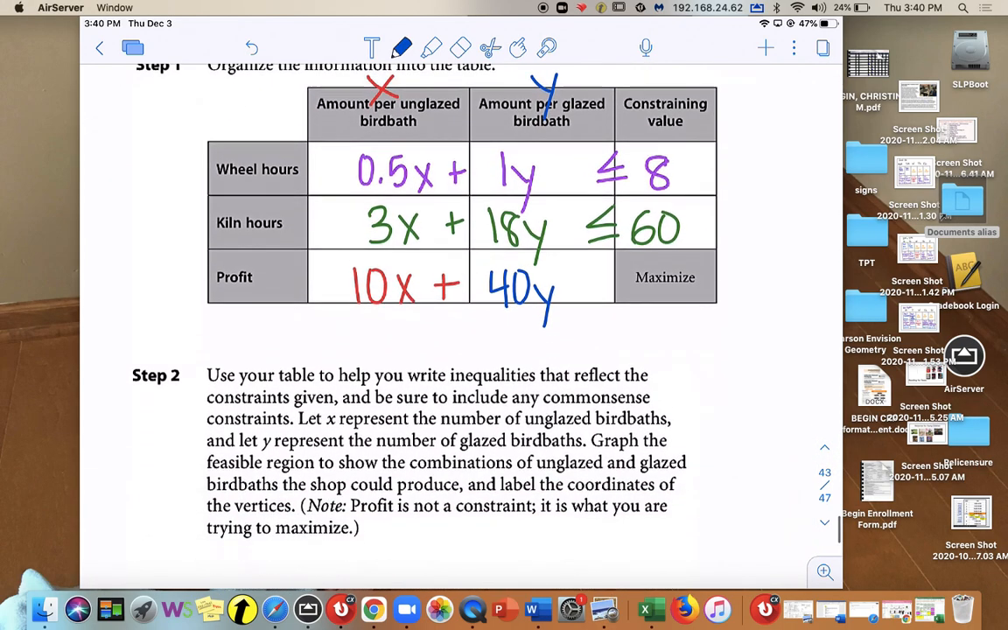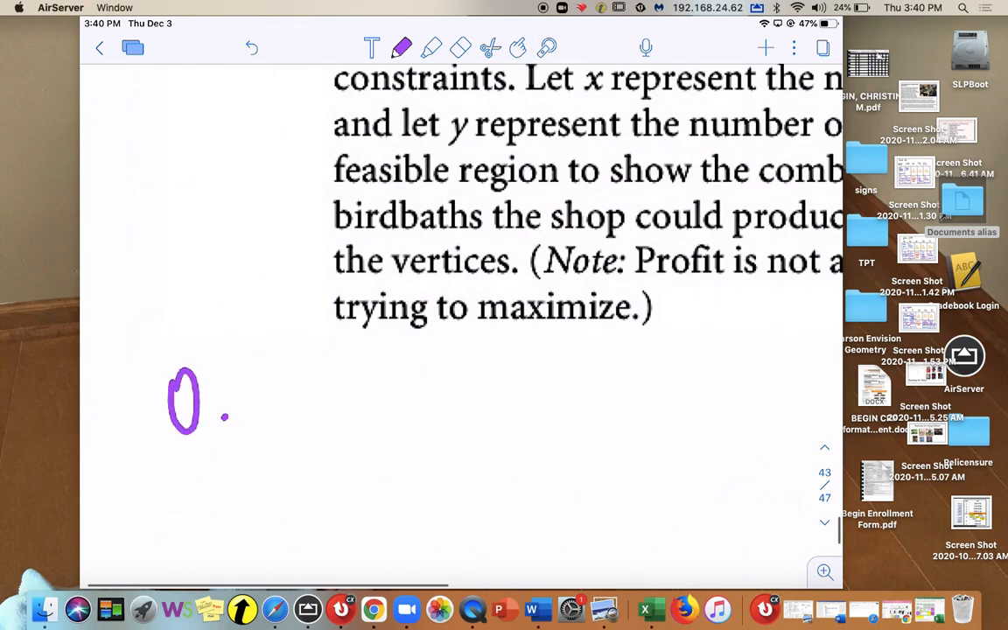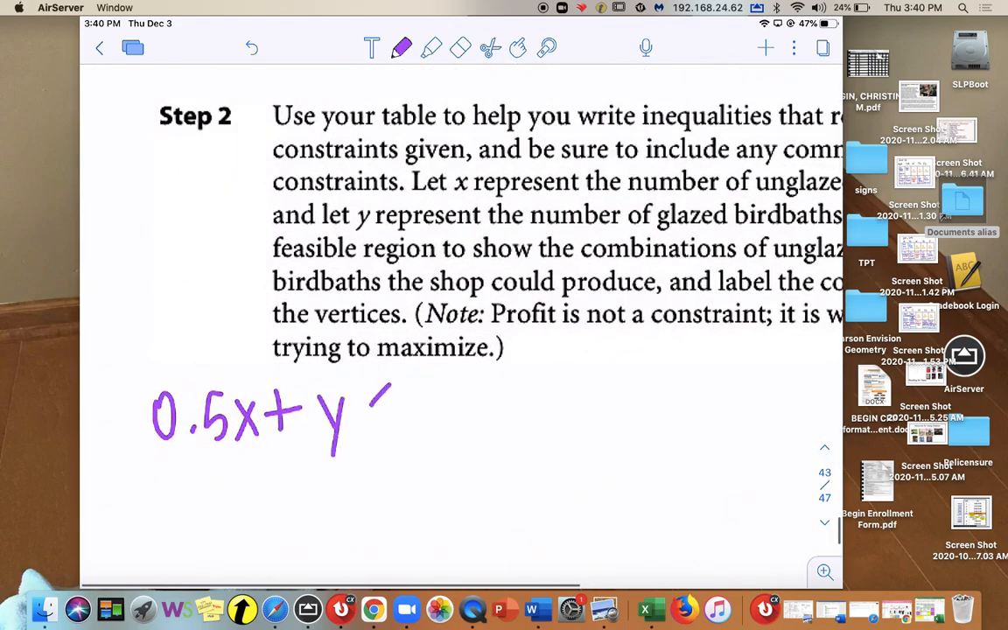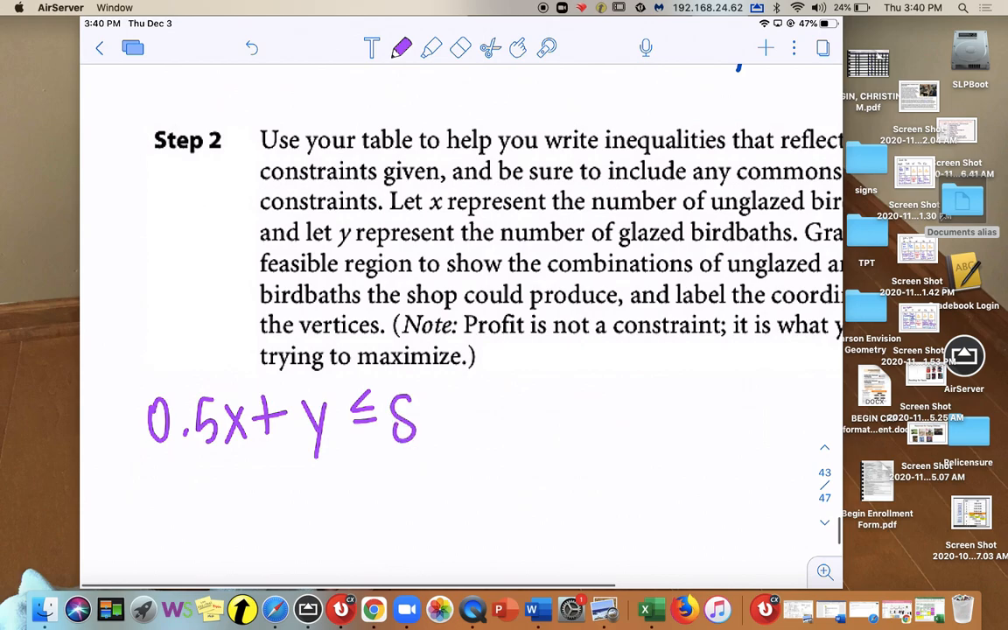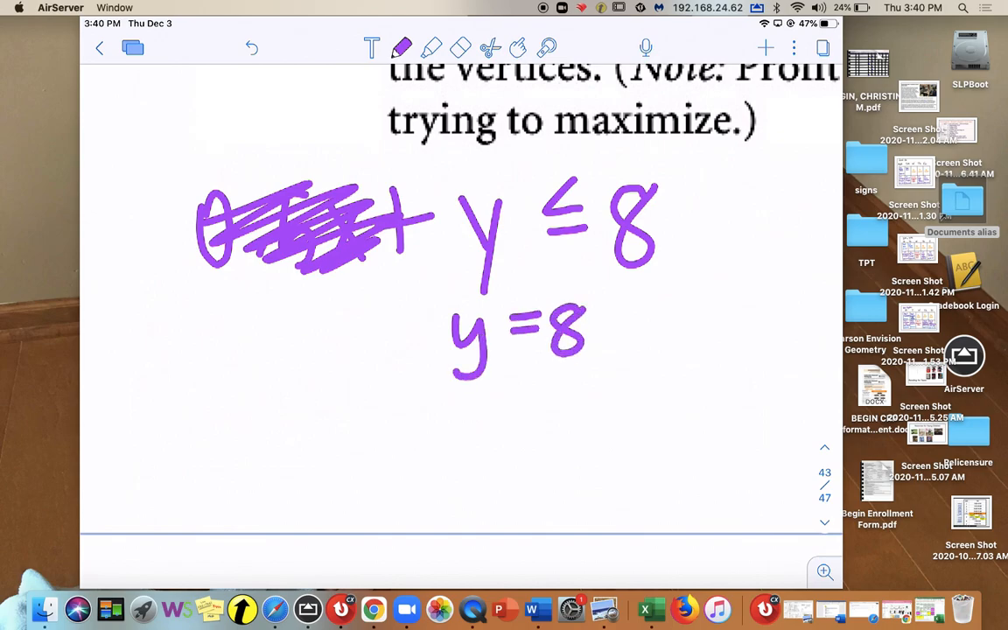So I'm going to use the cover-up method, and I'm going to show you how we can pretty easily graph these. So first I'll take a look at the wheel hours. So that was 0.5x plus 1y is less than or equal to 8. And I'm going to use the cover-up method to solve. So remember, the cover-up method is when you cover one up and you make an equation. So here y equals 8.